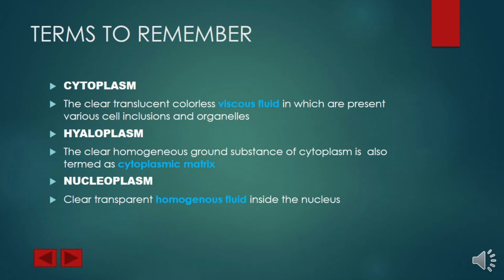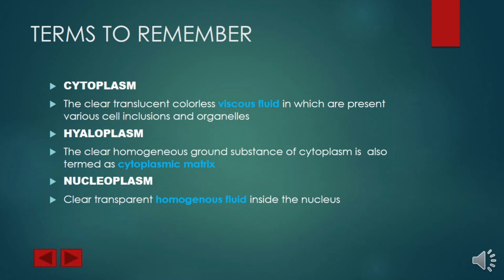Now next, coming to hyaloplasm, it is the clear homogeneous ground substance of the cytoplasm. It is also known as the cytoplasmic matrix, which is present in between the foldings of ribosomes and endoplasmic reticulum and all. These are known as hyaloplasm.